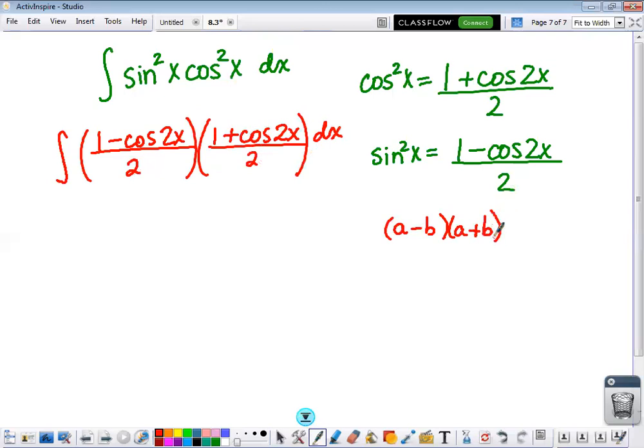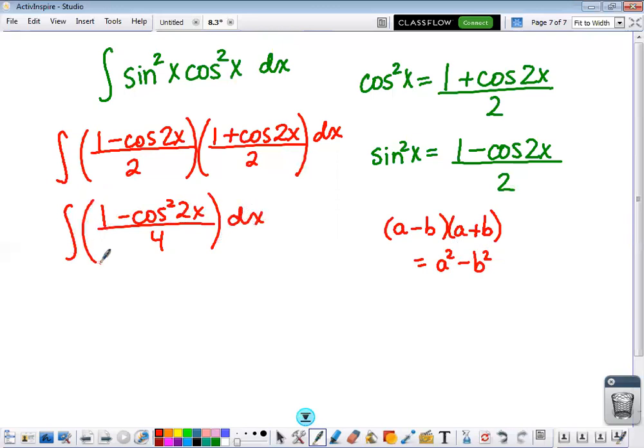So what happens when we FOIL conjugates? We just get A squared minus B squared. Your outer and inner terms cancel. So this is 1 minus cosine squared of 2x all over 4 dx. Okay. All right, so now you have to convert your cosine squared again, because now there is a straightforward integral for cosine squared actually, and I think it is on your formula sheet. So once you get to that point, you can actually use that formula.